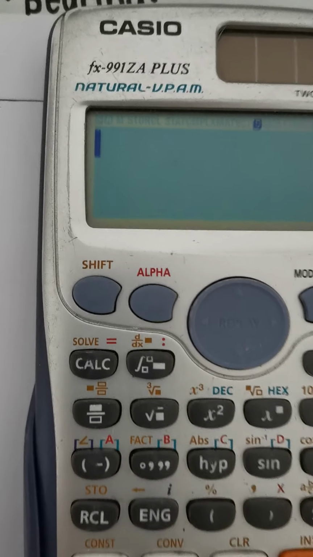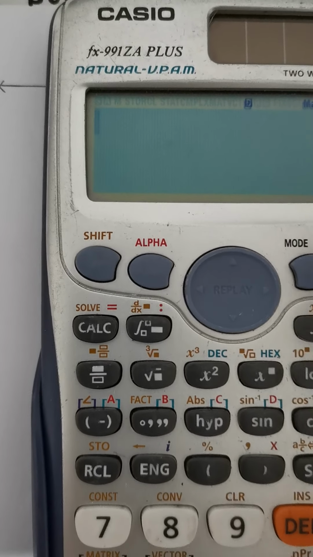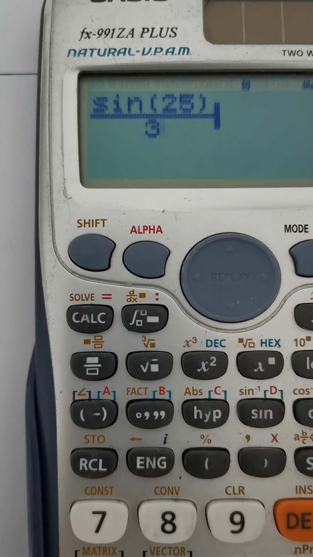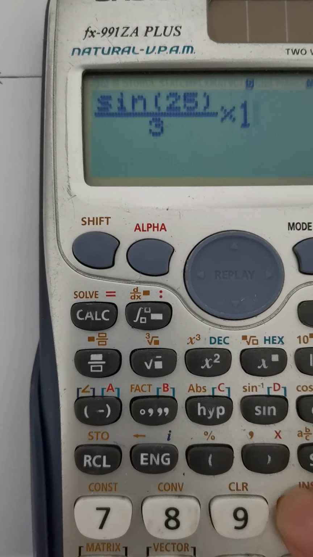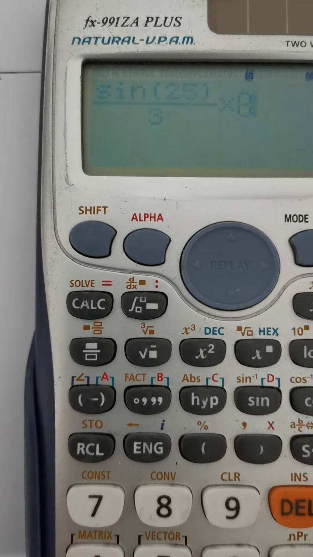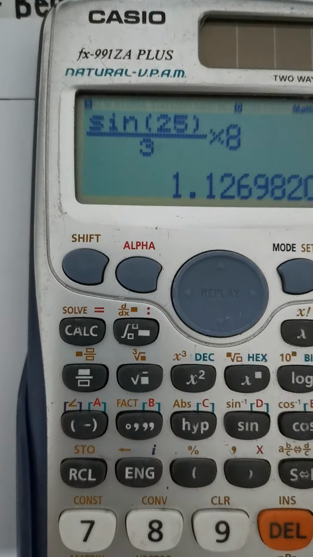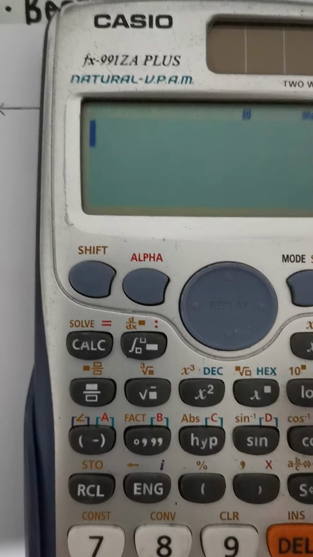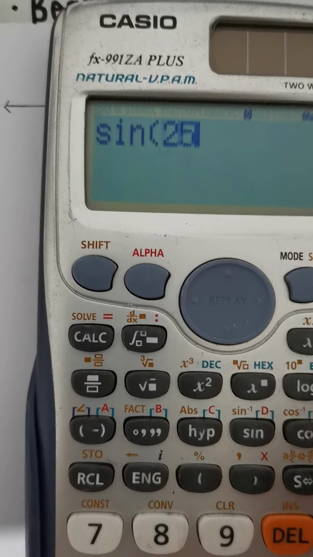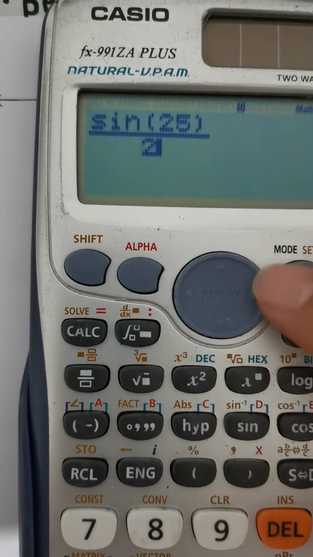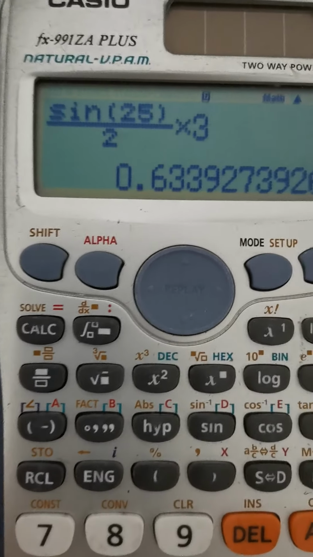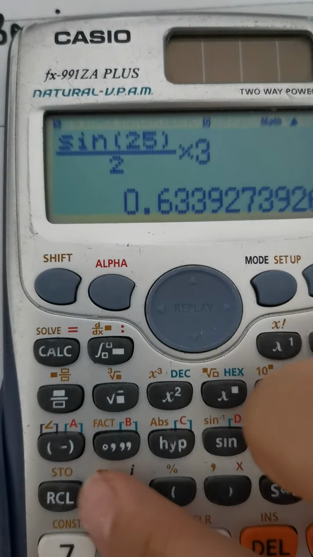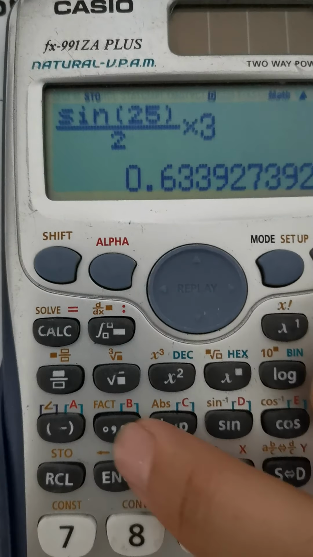Okay, let's say I had to do another calculation. Let's go with sine 25 over 3 times 8, whatever, and we have to get the angle size, so shift sine. Sorry, my thing actually didn't work out. Let's try that again. Sine 25, whatever, let's say that's our number, and we want to store it to another alphabet. Shift, store, that button over there, alphabet B.